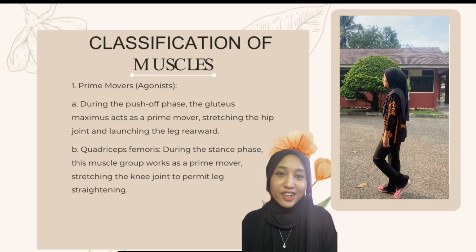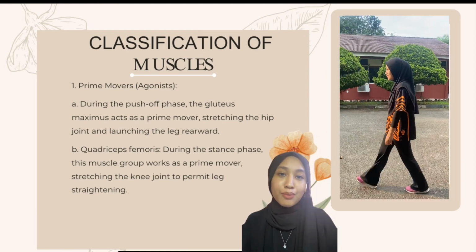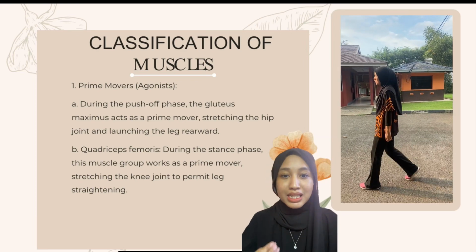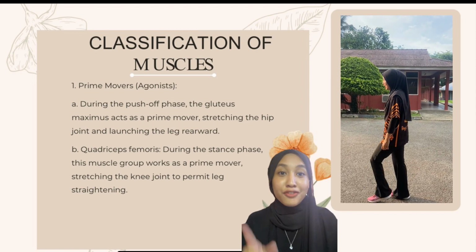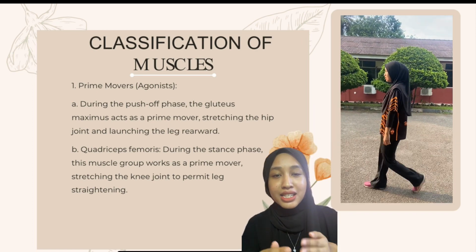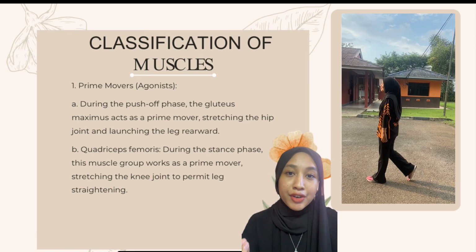The first one is agonist. The principal muscles that produce a certain movement are known as prime movers. At various points during the gait cycle during walking, several muscles function as prime movers. Several instances include, first, during the push-off pace, the gluteus maximus acts as a prime mover, stretching the hip joint and launching the leg rearward.